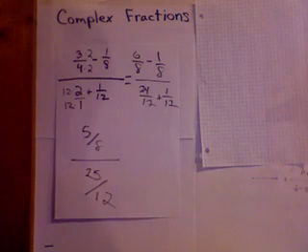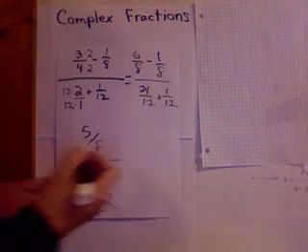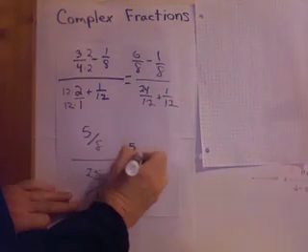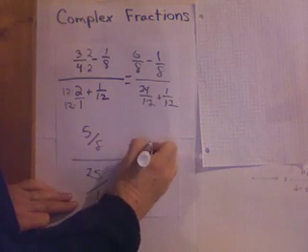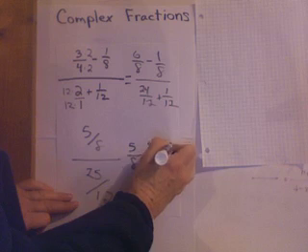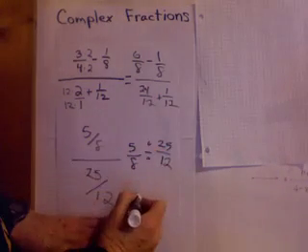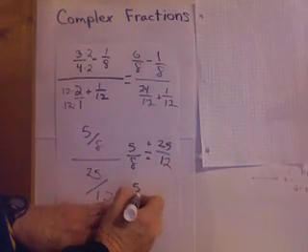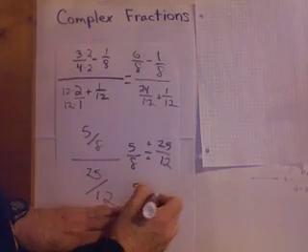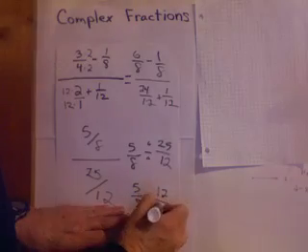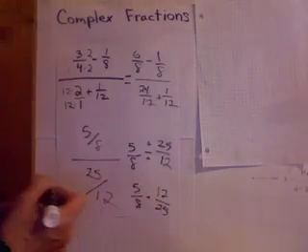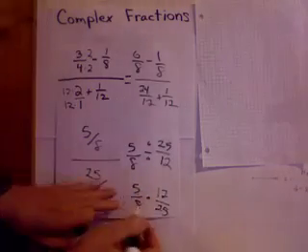Basically, I can now write this as a division problem. It means 5/8 divided by 25/12. And division of fractions has another step. I do 5/8 times 12 over 25. At this point, I can reduce.